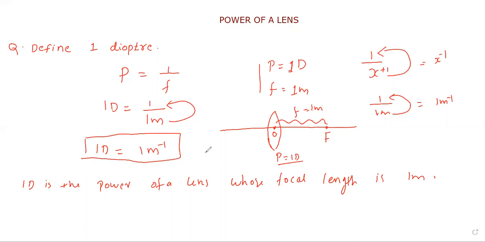So what is the definition of 1 diopter? 1 diopter is the power of a lens whose focal length is 1 meter. Clear? Okay.